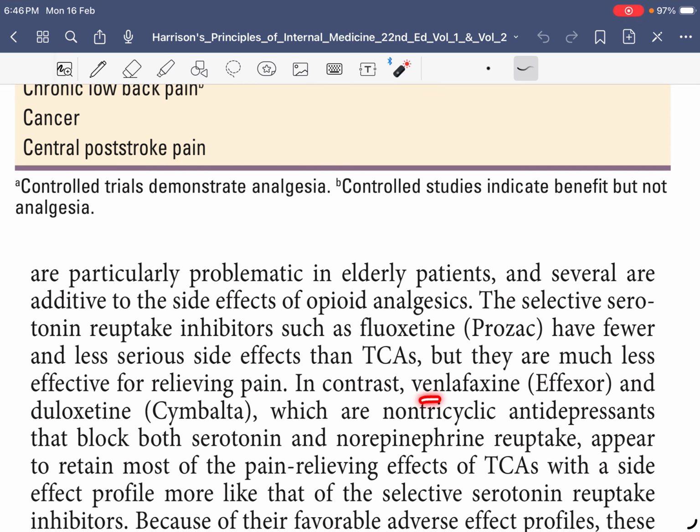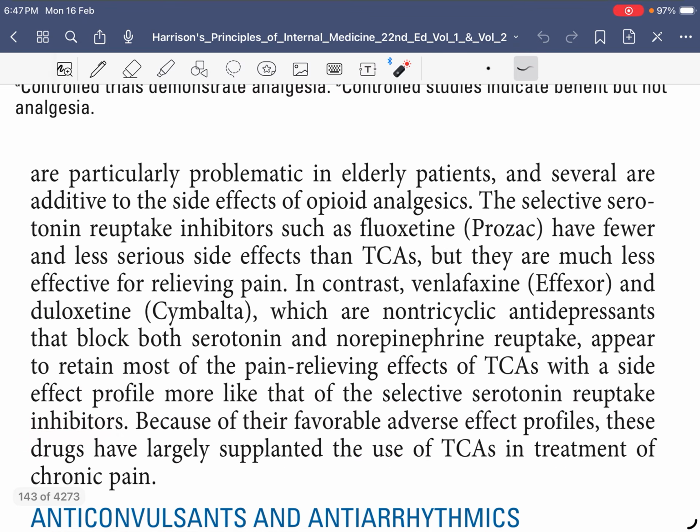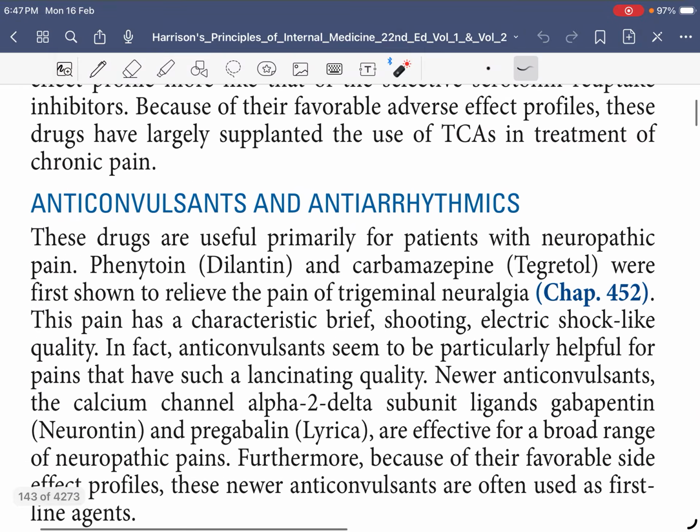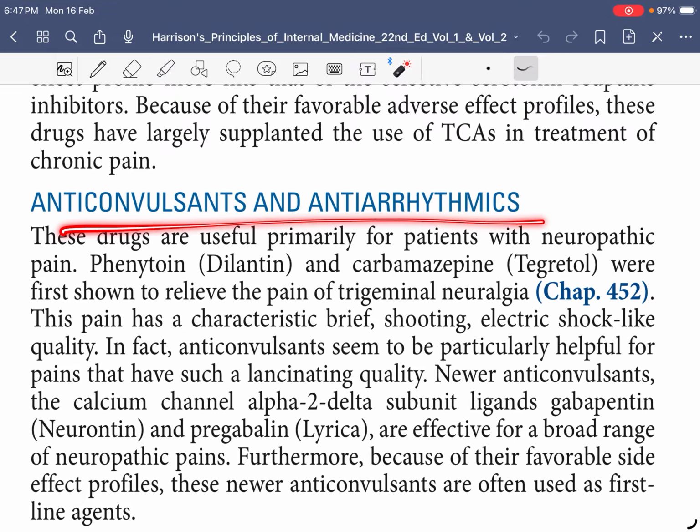In contrast, venlafaxine and duloxetine, which are antidepressants that block both serotonin and norepinephrine reuptake, appear to retain most of the pain-relieving effect of TCAs with a side effect profile more like that of the selective serotonin reuptake inhibitors. Because of their favorable adverse effect profile, these drugs have largely supplanted the use of TCAs in the treatment of chronic pain. Anticonvulsants and antiarrhythmics.